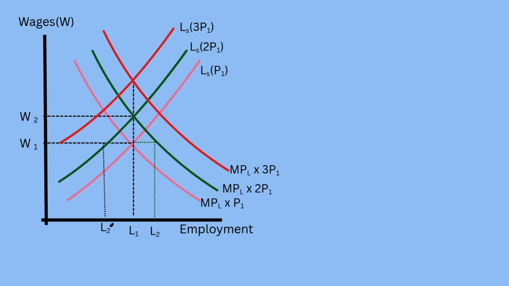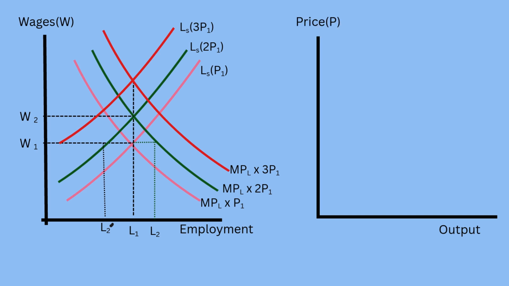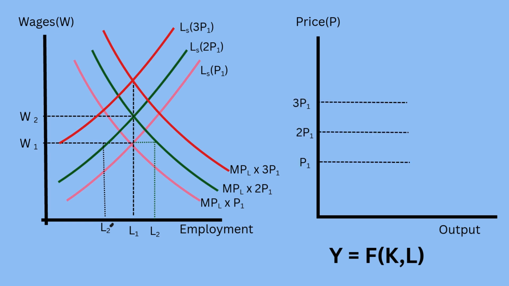Therefore, in the second part of the graph, assuming that the x-axis represents the output and the y-axis represents the prices, since we have already established in the previous video that Y is equal to F of K bar comma L, or output is a function of labor and capital, and labor has remained unchanged in response to the change in prices, here we will find that the output will also remain unchanged. Therefore, at prices P1, 2P1, 3P1, output remains unchanged at Y1. Connecting these points will give us AS, or the aggregate supply curve. This aggregate supply curve, as you can see, is parallel to the y-axis.